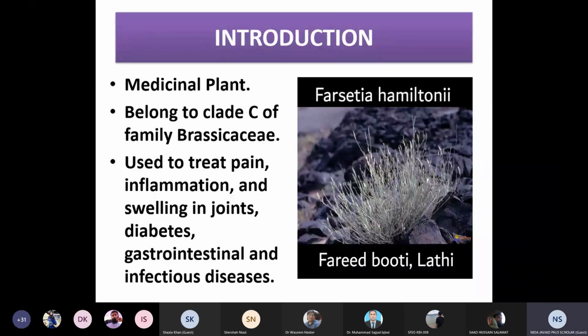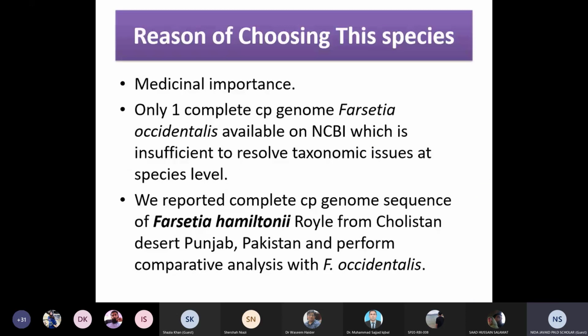It is used to treat pain, inflammation, swelling in joints, diabetes, gastrointestinal, and infectious diseases by the common inhabitants of Cholistan Desert and other Indian regions. The reason for choosing this species is its medicinal importance. Only one complete CP genome of Farsetia occidentalis is available on NCBI, which is insufficient to resolve taxonomic issues at species level. We reported the complete CP genome sequence of Farsetia hamiltonii Royle from Cholistan Desert, Punjab, Pakistan, and performed comparative analysis with Farsetia occidentalis.